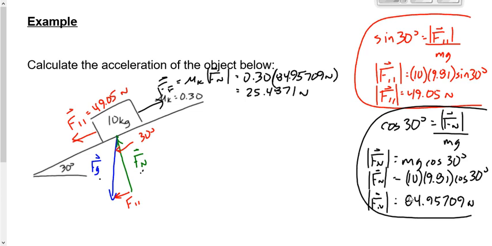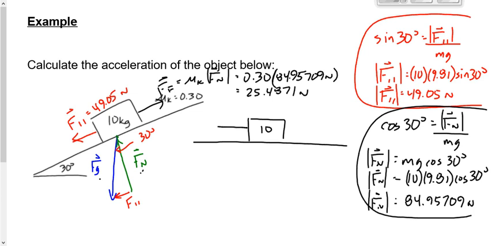So F parallel is pulling it down the hill with 49 newtons, but there's a force of friction opposing that motion of 25 newtons up the hill. It's going to still accelerate down the hill, but it's not going to accelerate down the hill as it otherwise would in the absence of friction. Now let's straighten this out.